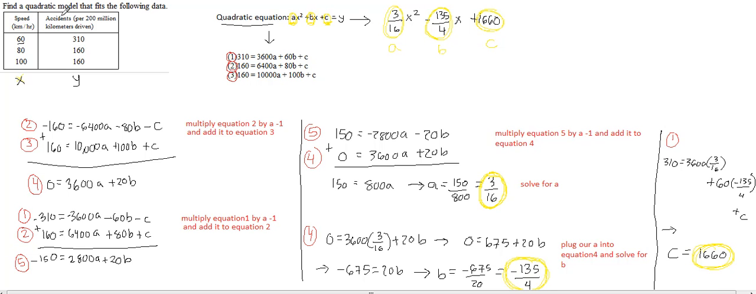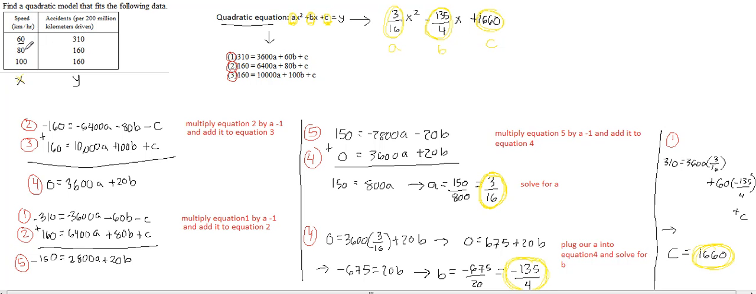Because I'm going to put 60 into all of my x spots here. So I have a times 60 squared plus b times 60 plus c equals y. And since y is our accidents, that's why it equals 310. And we do that with each of the 3 points.